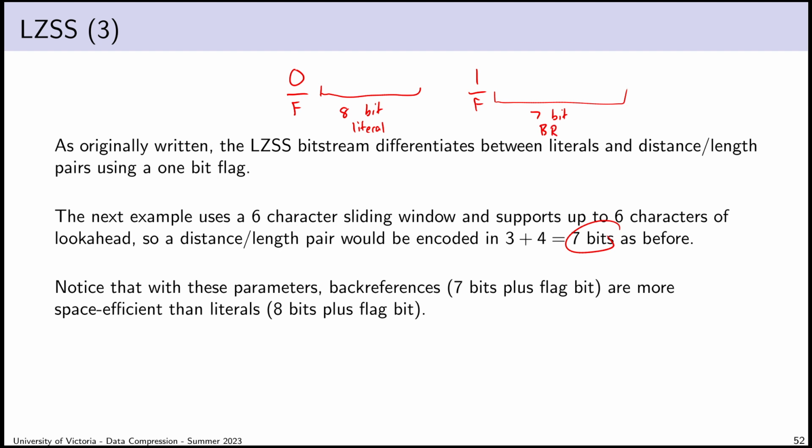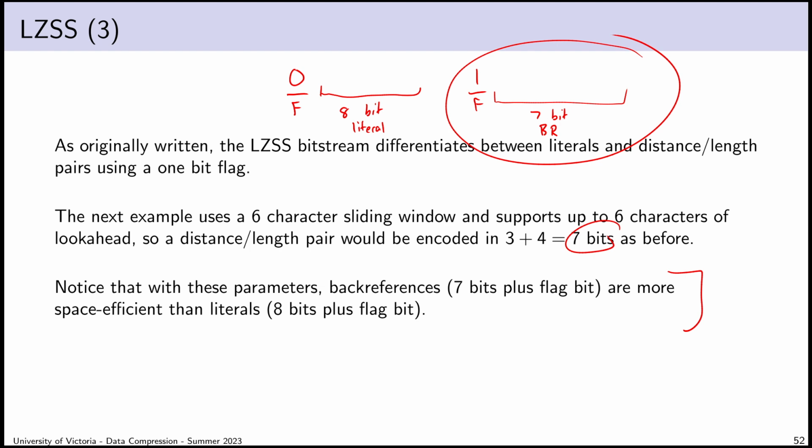And notice that just like in the previous example, back references are therefore more efficient than literals. So if you can find a back reference of length 1, it is better to generate a back reference than to generate a literal. That's only because of the small window. If my window size were larger, then of course back references would require more bits. And in general, in practice, the window size is very large because the larger of a window you have, the more likely you can find long back references.